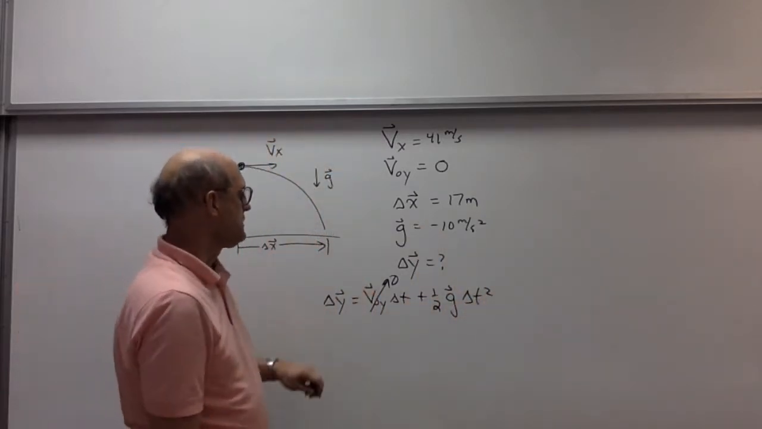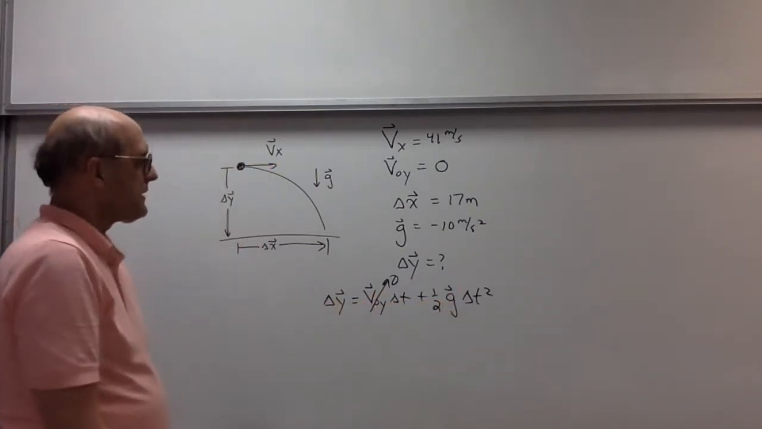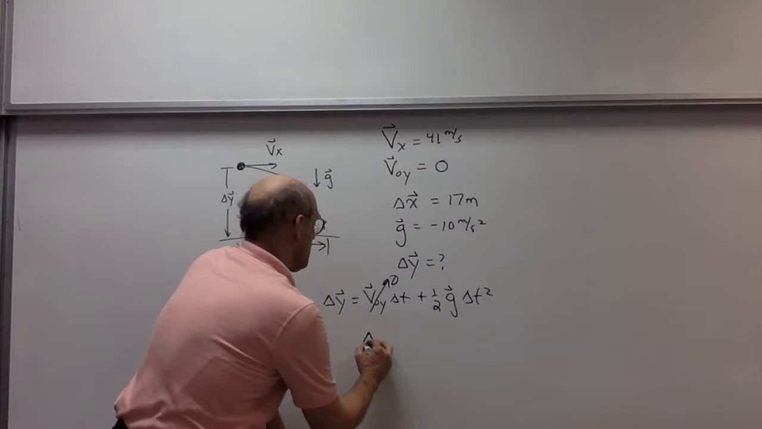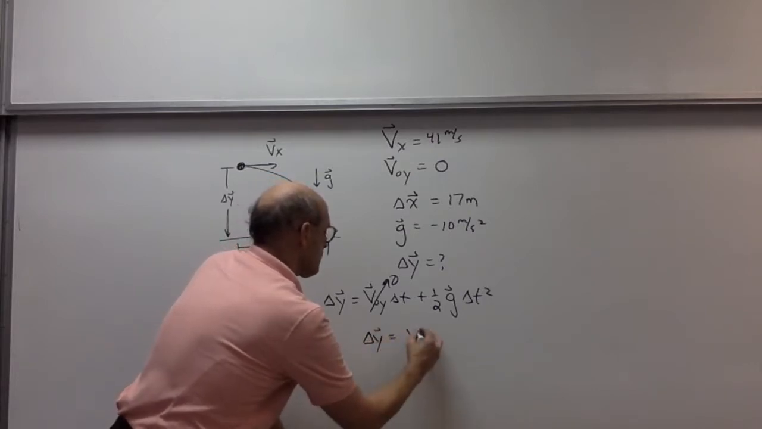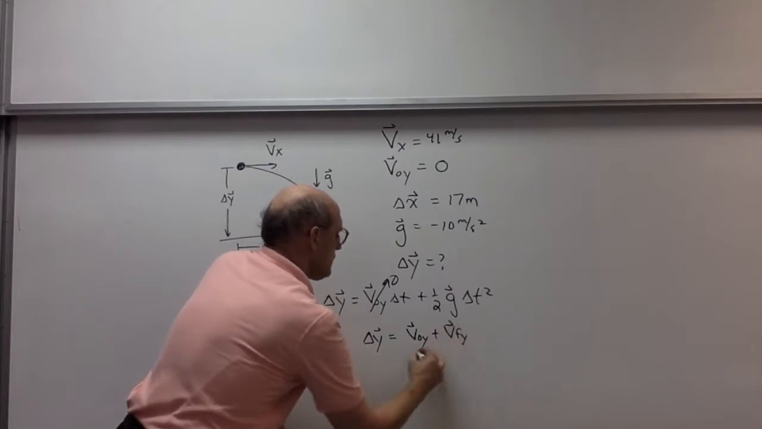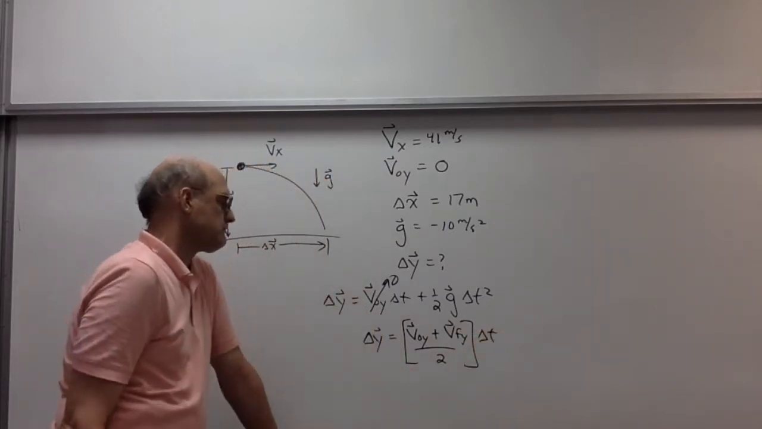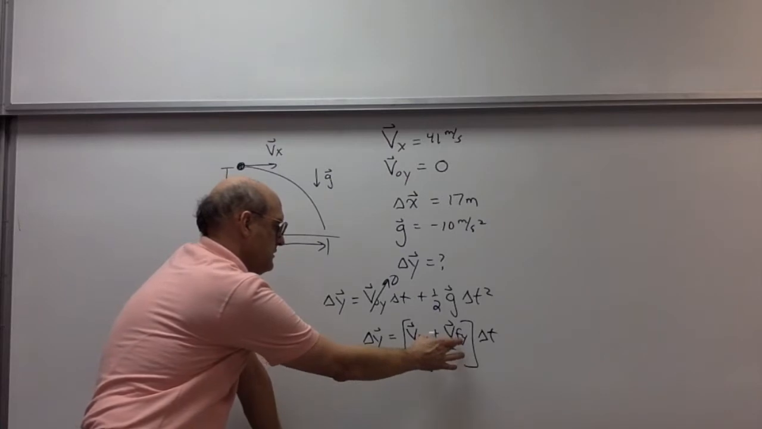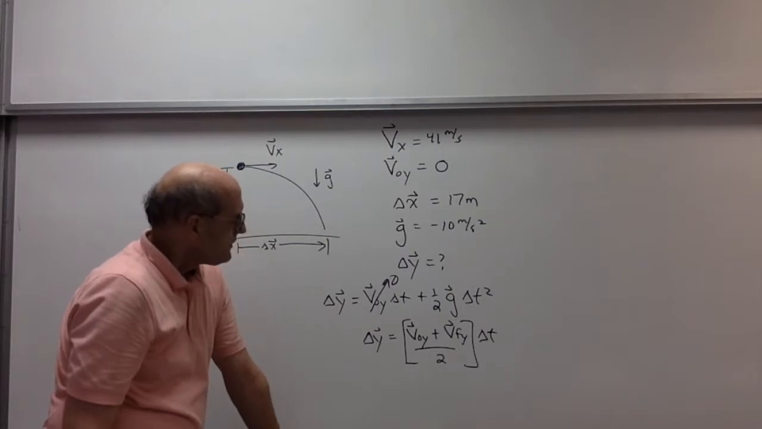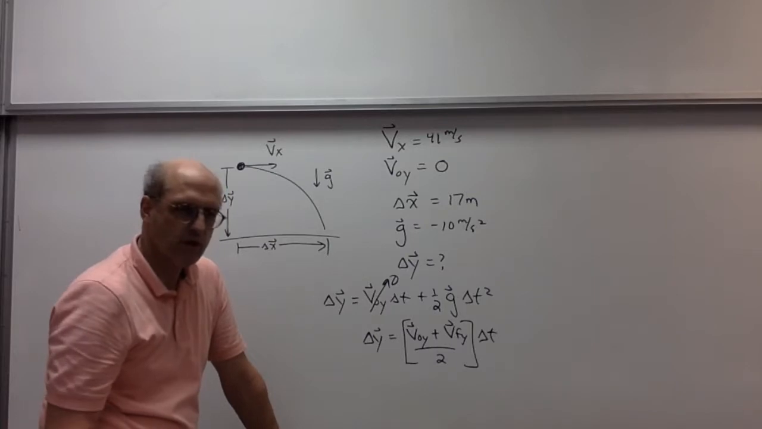Well, in order to find delta y, we need time. So I'm thinking here maybe a different equation we can use. How about delta y is equal to the original velocity in the y plus the final velocity in the y over 2 multiplied by time? Well, to find delta y here, we would need to know VFY and time. Okay, so let's try another one. How about VFY squared? There's the same problem.